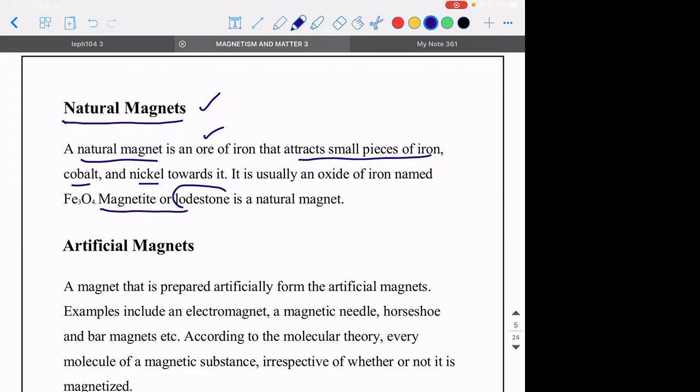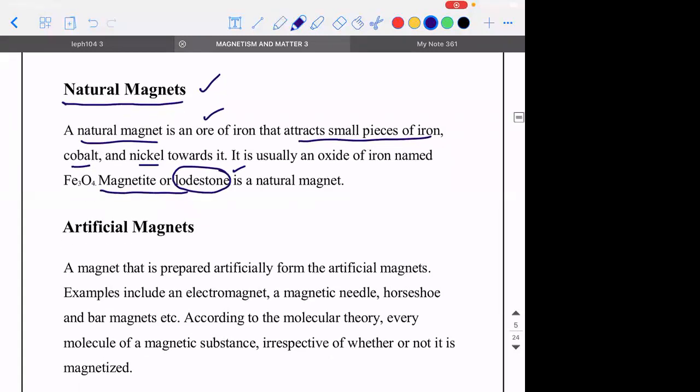Lodestone was the first observed magnetic material, I think in the 17th century. Okay. So the naturally occurring oxide of iron is named Fe3O4.